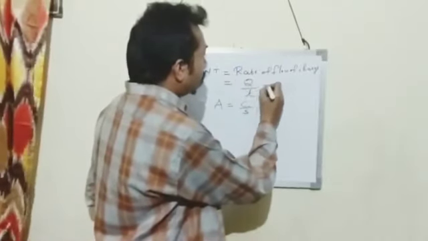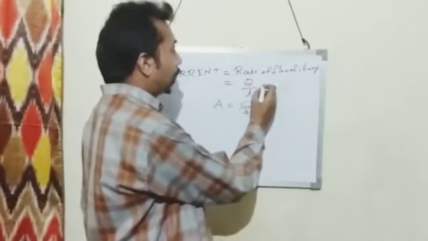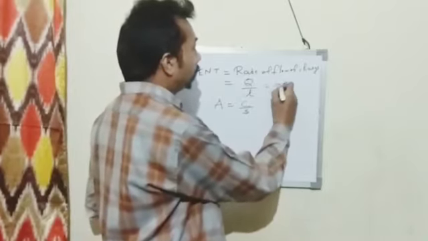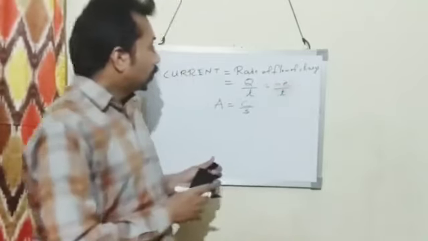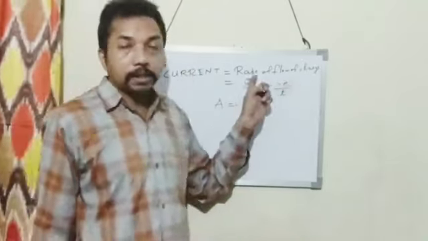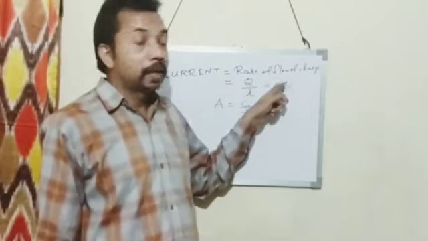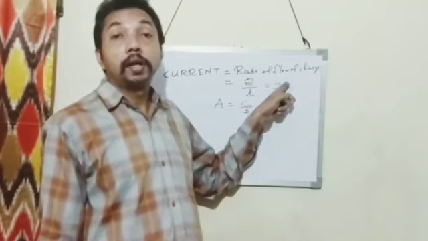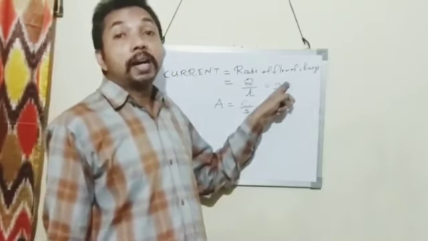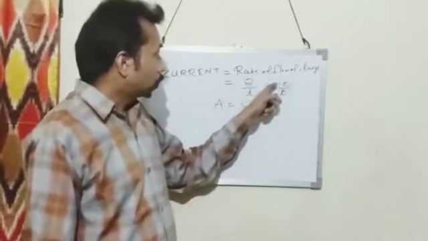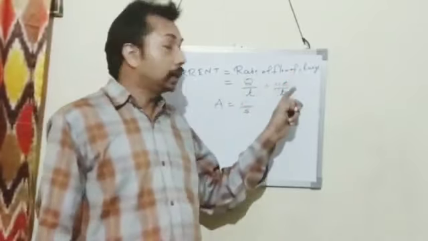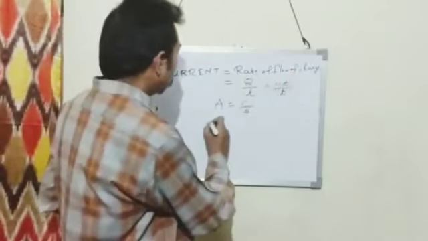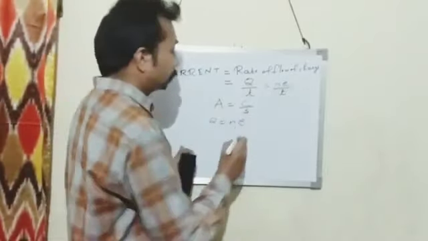So this charge Q can also be written as Q is equal to N into E. N stands for number of electrons and E stands for magnitude of charge of one electron. So Q is equal to N into E.